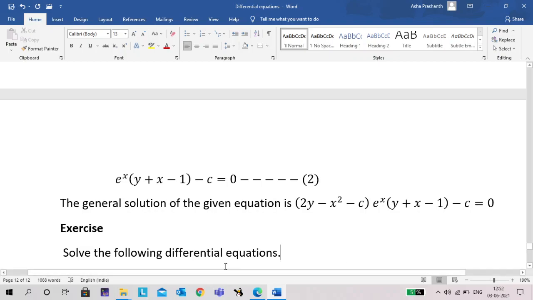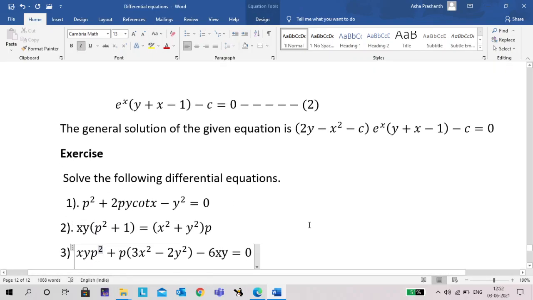I have solved two problems, and I have given three exercise problems here. You try to solve these. I have also posted the textbook. Go through the worked example problems in the textbook, try to solve the problems, and if you have any doubts please ask me. In the next video I will cover equations solvable for x or solvable for y. Study well, don't waste your time.